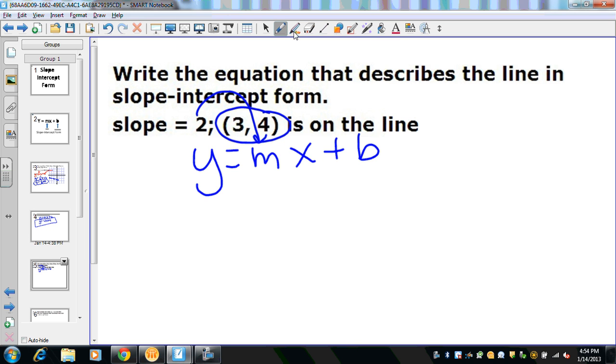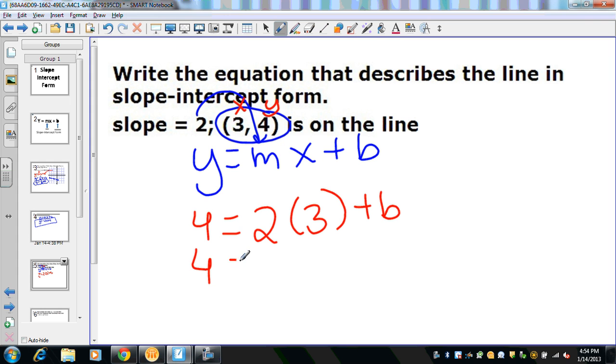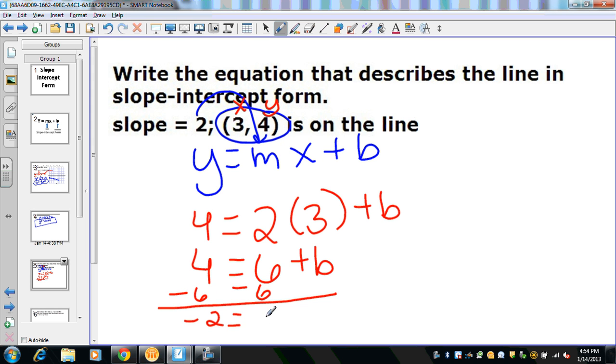So I'm going to come in here and I'm going to plug in, and let's see, because remember, points are written (x, y). So my x is 3 and my y is 4. So I'm going to plug in 4 is equal to, my slope is 2, my x is 3, and then it's going to be plus b. So 4 = 6 + b, and my 6 and my b's kind of look alike. So now I'm going to subtract 6 from both sides. So I have -2 = b, because all this cancels out.